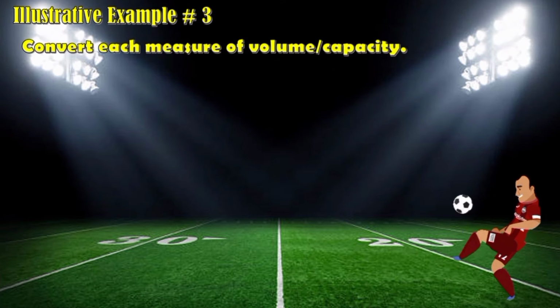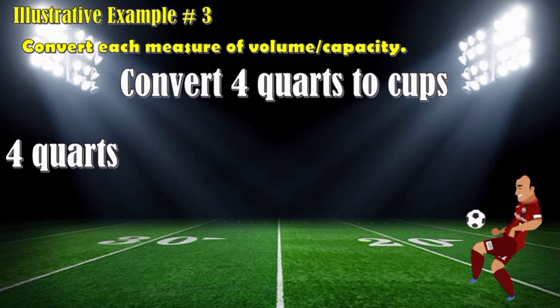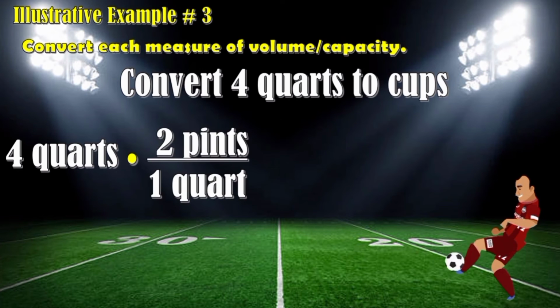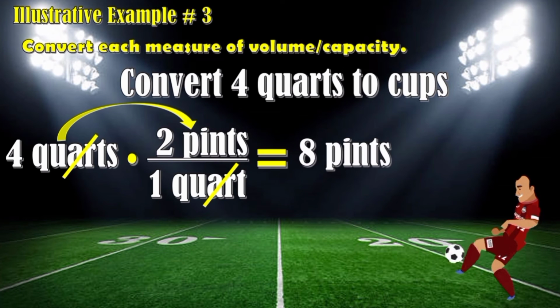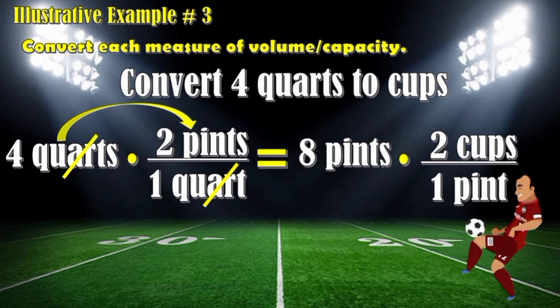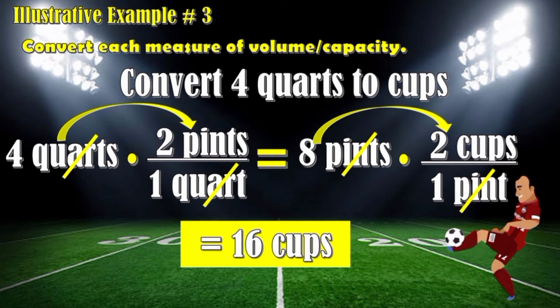For example number 3, we have to convert 4 quarts to cups. 4 quarts multiplied by the factor 2 pints over 1 quart. Now let's cancel out quarts. 4 multiplied by 2 pints is equal to 8 pints. Now we have to multiply 8 pints by the factor 2 cups over 1 pint. We can cancel out pint. Then multiply 8 by 2 cups. The answer is 16 cups.